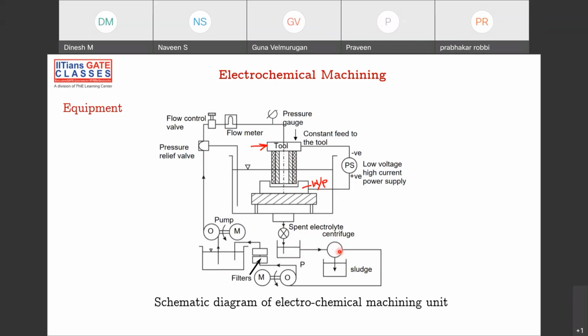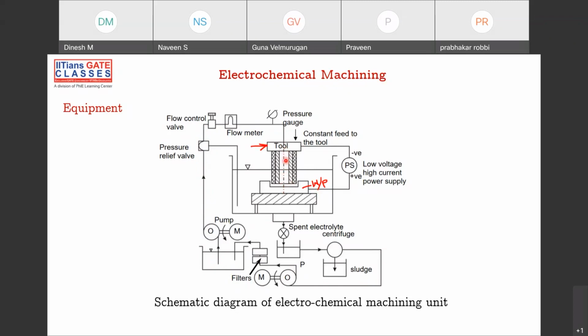And in this centrifuge, what happens? High density particles will be away. That is your metal removed, and low density liquid will be at the center. So you remove that, and then the sludge will be taken away, and the filtered fresh electrolyte is taken through some secondary filters here. Then it is sent into this tank, and from this tank, they use a pump to suck the fresh electrolyte, and then it goes into some flows. All this control is there, and then it will enter the same work zone.